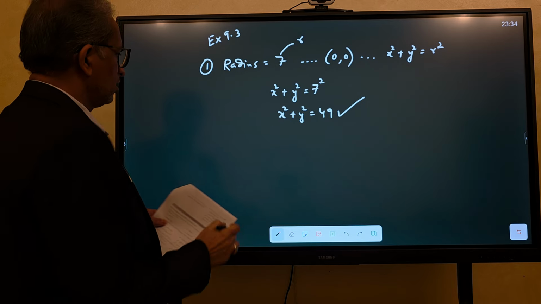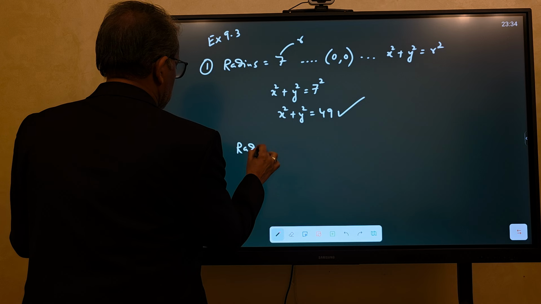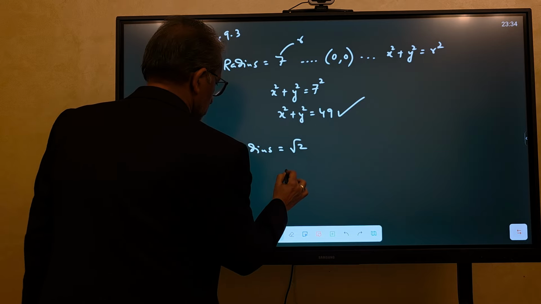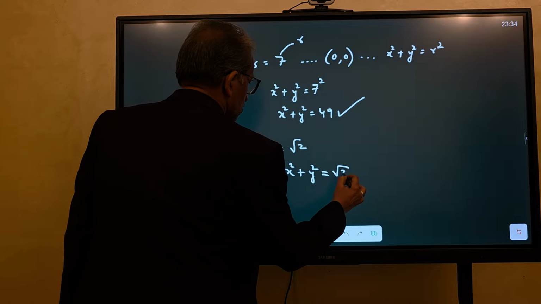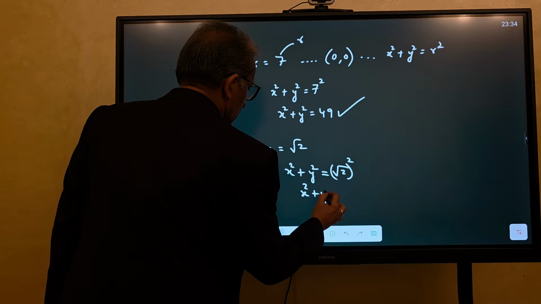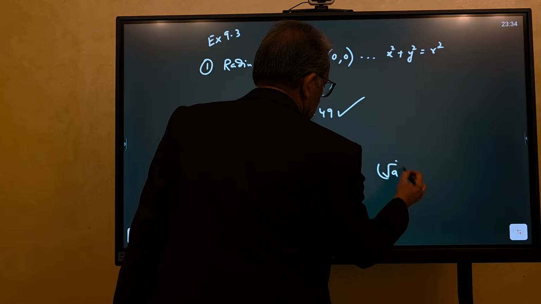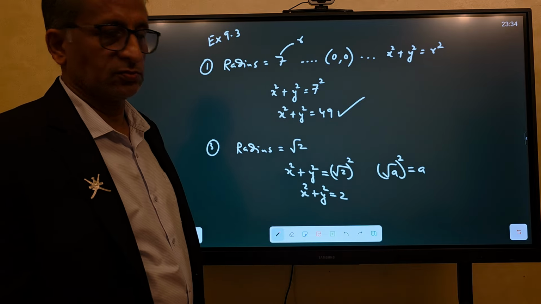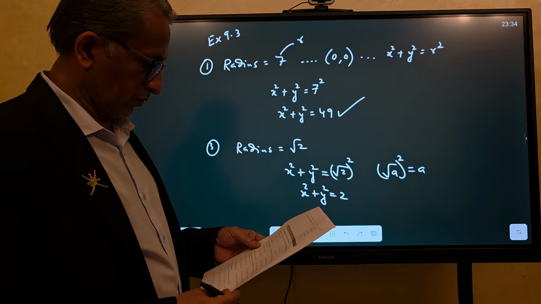Coming to the third, what is given? Radius is root 2. So what is the equation? x square plus y square is root 2 square. That means x square plus y square equal to 2. You know that root a square is a. So therefore it is 2. So these are the questions from 1 to 4.